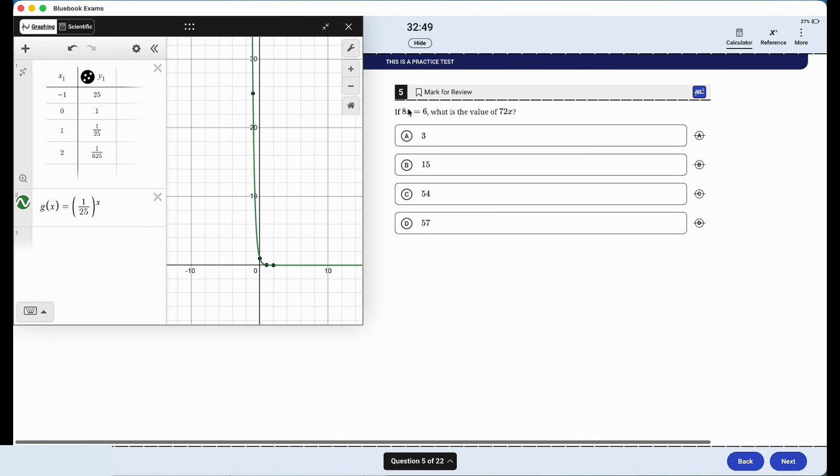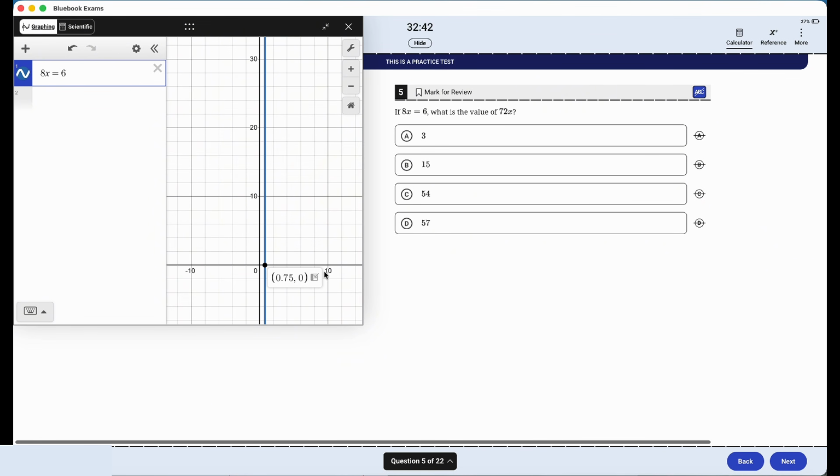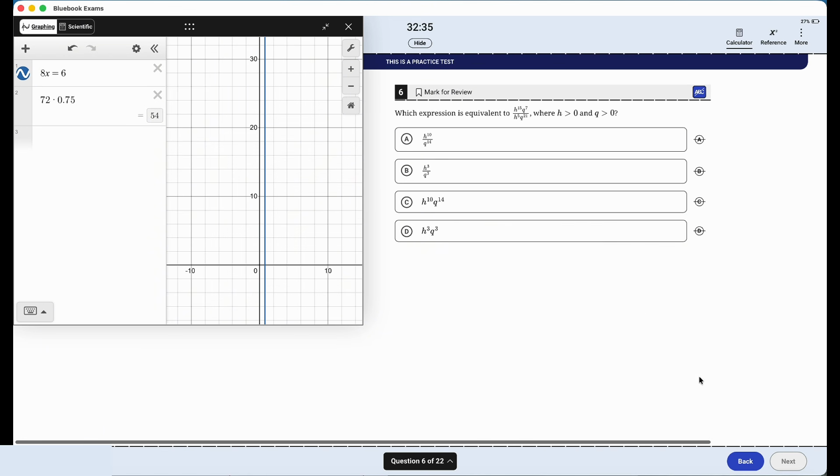Next one, we've seen this before. Honestly, this one's even simpler. If you get an equation, just throw that into Desmos. You see I throw this into Desmos. It tells me what x is. Now I know what x is. I can do 72 times that number, right? And that's it. So honestly, pretty simple here to start Module 2 as well.